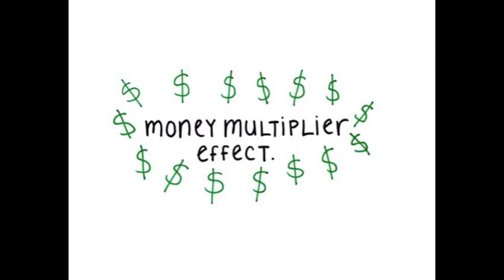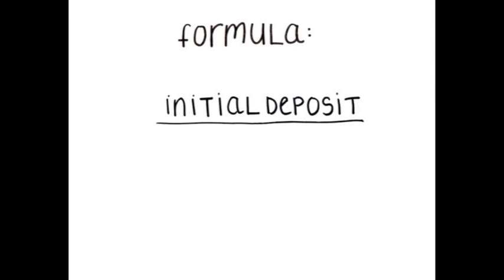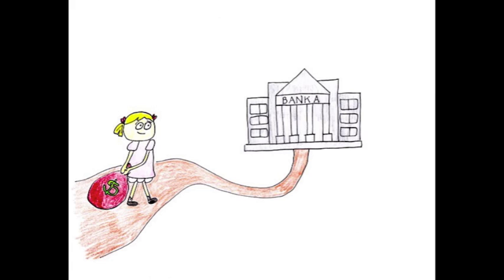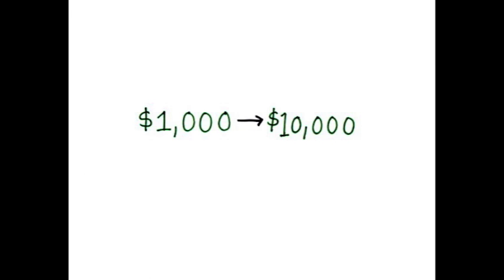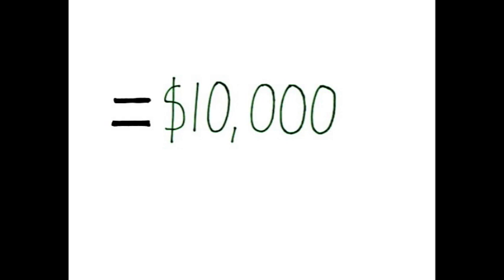How does this happen? Well, it's all due to the money multiplier effect. What is this? The money multiplier is the ratio of the initial deposit to the reserve requirement. Essentially, the money multiplier shows a deposit's maximum potential of growth. Here's an example. Going back to Jane's initial deposit, her $1,000 actually has the potential to become $10,000. How? You divide her initial deposit of $1,000 by the reserve requirement of 0.1 or 10%. Do the math and you get the $10,000.